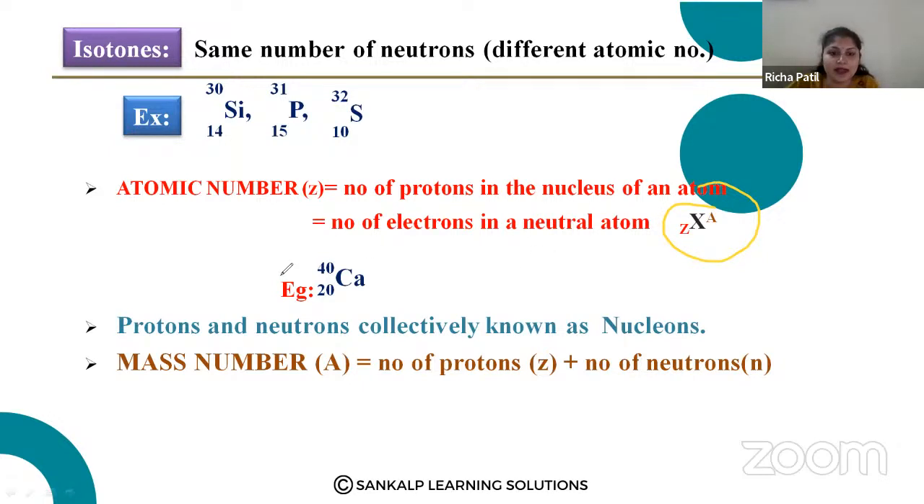For example, calcium is an element. What is its atomic number? Atomic number is 20. What is its mass number? It is 40. So 40 represents your mass number and 20 represents your atomic number. What is atomic number? Number of protons in the nucleus, or the other definition, number of electrons in a neutral atom. So how many protons are present in calcium? 20 protons are present, and 20 electrons are also present.